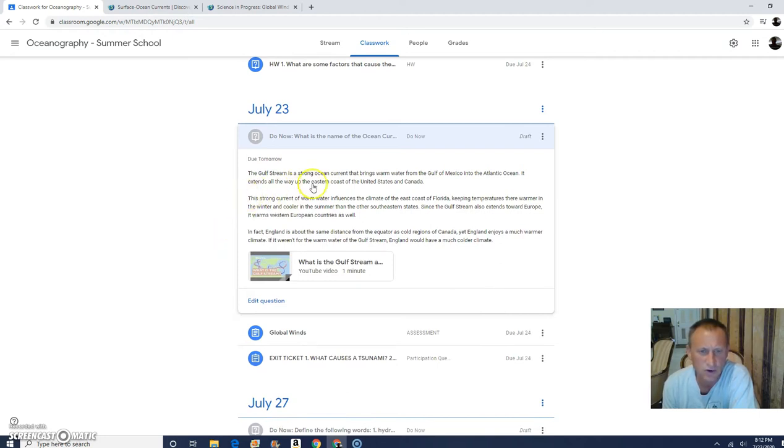The Gulf Stream is a strong ocean current, brings warm water from the Gulf of Mexico into the Atlantic Ocean. It extends all the way up the eastern coast of the United States and Canada. It's a strong current of warm water. It influences the climate of the east coast of Florida, actually all the way up to New York and even as far away as Europe.